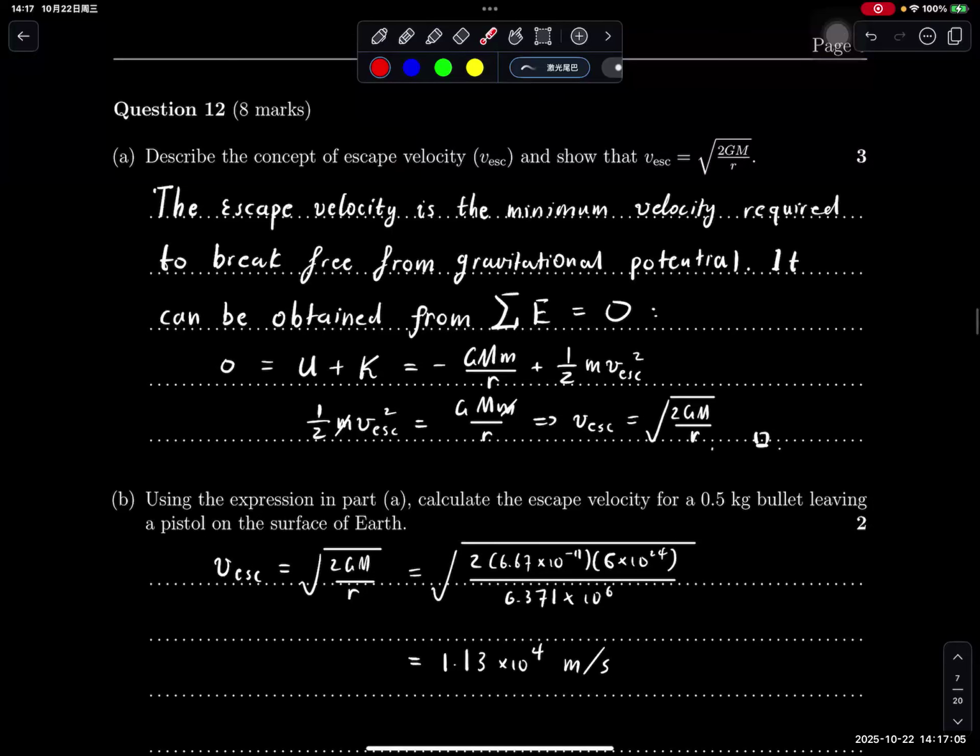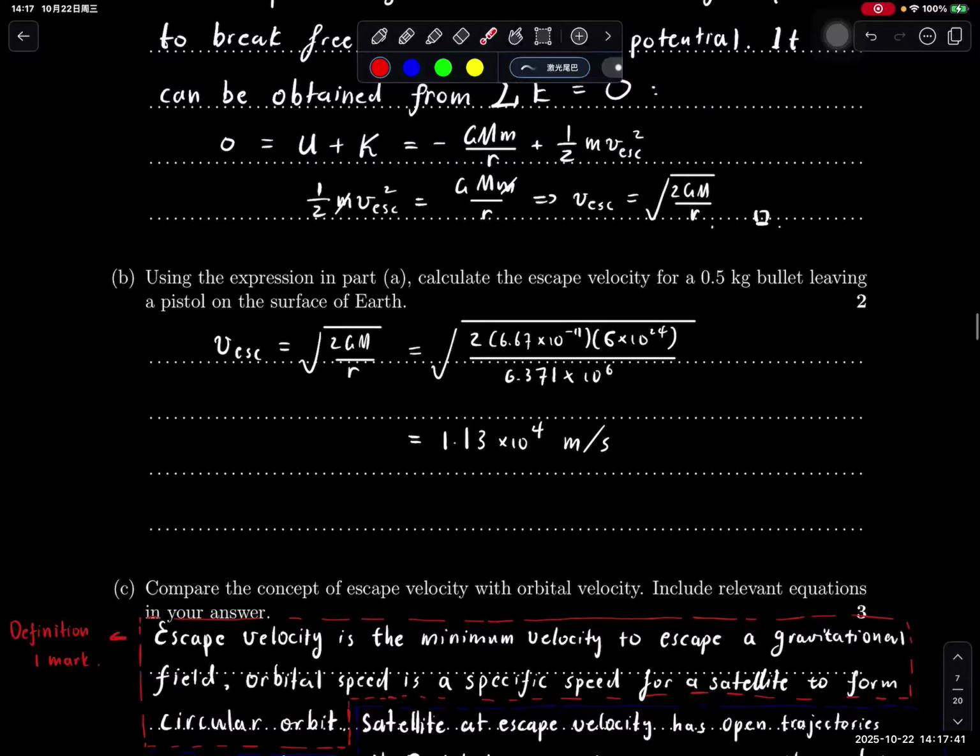Question 12. Describe the concept of escape velocity and show that it's that. The concept of escape velocity is defined as the minimum speed for a satellite to escape a certain gravitational field. Escape means that its total energy goes to zero. Before escaping, the total energy is less than zero. Escape means the total energy is greater than or equal to zero. At the point where you are just about to escape, total energy is zero. You can use this fact and the definition of total energy, U plus K, and rearrange for velocity to derive the escape velocity. Question B, substitution of values.